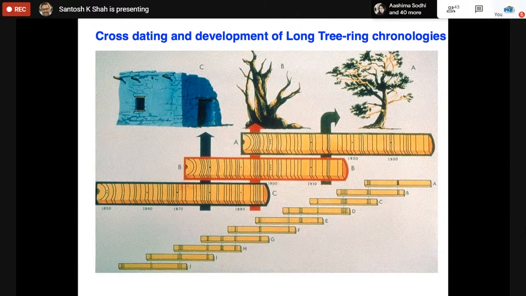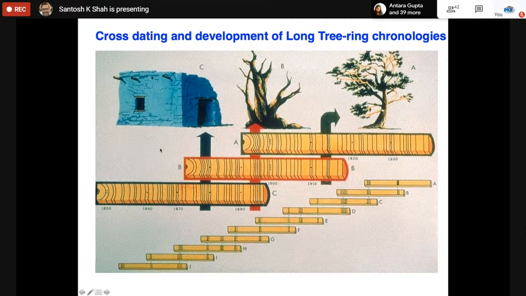Here, the principle of cross dating is that we can extend our record. This is a sample from a living tree, and there is some pattern. And this sample is from a dead tree. So you can say when this dead tree died, or was cut. If the sample patterns match perfectly, then the last year ring is 1917, the year in which this tree died.